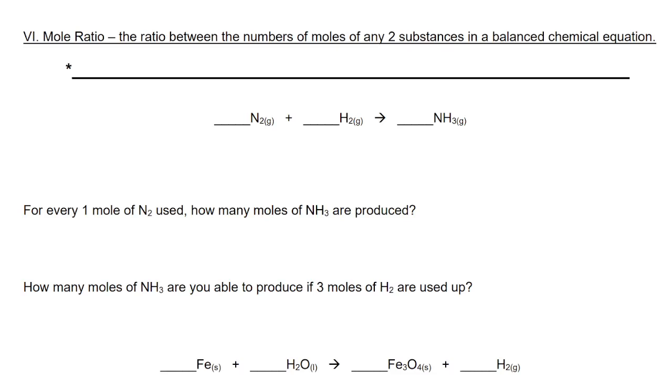On page 2, we start by talking about the mole ratio. When I say mole ratio, what it's talking about is the ratio between the numbers of moles of any two substances in a balanced chemical equation. Really, all this is going to be is the coefficients. So here you are using the coefficients.